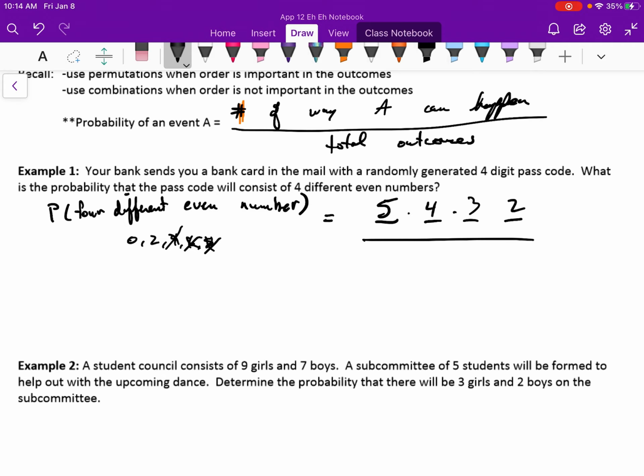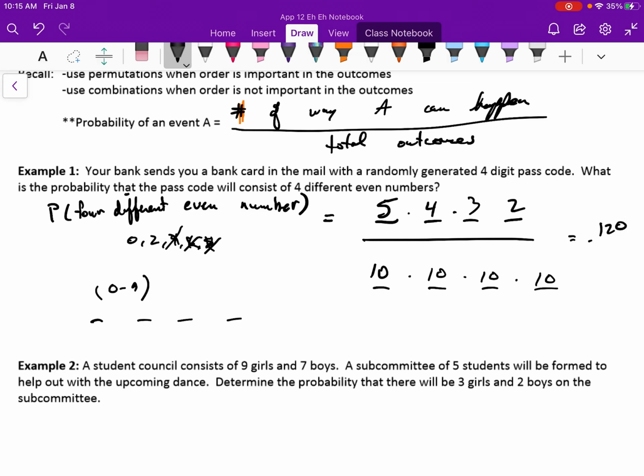So in the denominator, the total number of outcomes. Now, how many different passcodes can I make out of 4 digits? Well, there's 4 digits, 1, 2, 3, 4. So there's going to be 4 different decisions I have to make. The digits are from 0 to 9, so there's 10 different choices. 10 times 10 times 10 times 10. I don't have to remove any of them.